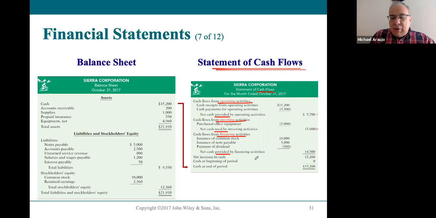So this company started with nothing, no cash, but after all of these activities, they have $15,200 of cash, and that's also the same amount that you'll see on the balance sheet. So that's how they are connected.